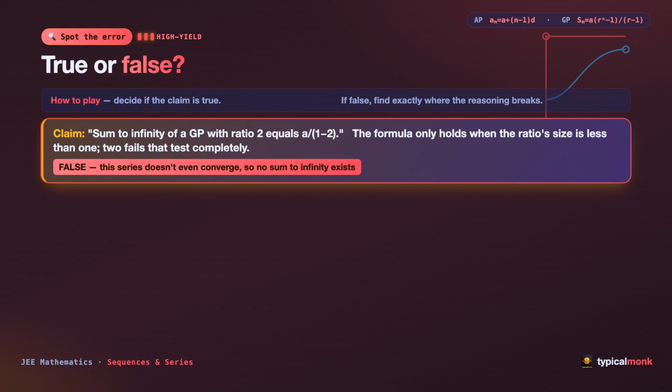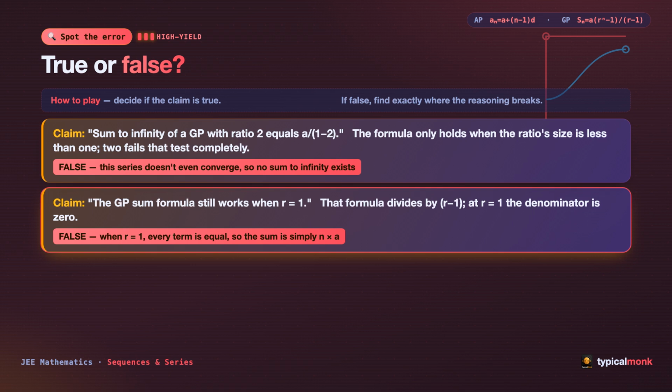Let us drill the JEE way. I read a claim, you decide true or false, and if it is false, find exactly where the reasoning breaks. First claim, the sum to infinity of a GP with common ratio 2 equals the first term over 1 minus 2. Let us check. The formula for the sum to infinity only holds when the size of the ratio is less than 1, and 2 fails that test completely. The series does not even converge. So this is false. There is no sum to infinity here at all.